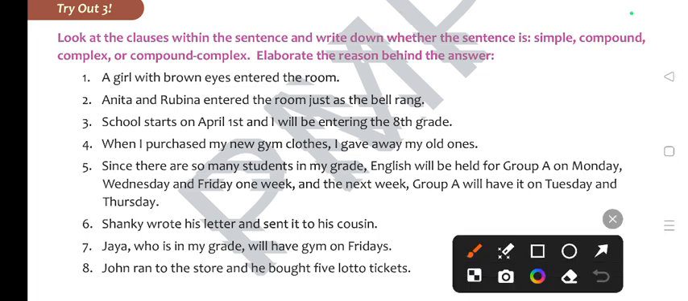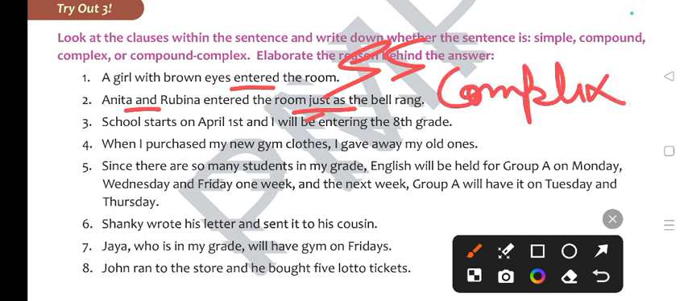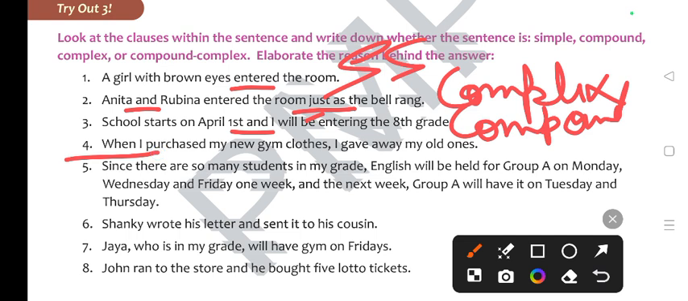Now, a girl with brown eyes entered the room. Simple sentence है, एक ही verb है. A girl with brown eyes. So this is simple sentence. Now look at this. Anita and Rubina, and से जुड़ रहा है. Entered the room just as भी आ रहा है, तो ये compound complex का example है. Next, school starts on April 1st and I will be entering the 8th grade. तो सीधा सीधा and से जुड़ रहा है, तो ये compound हो गया.